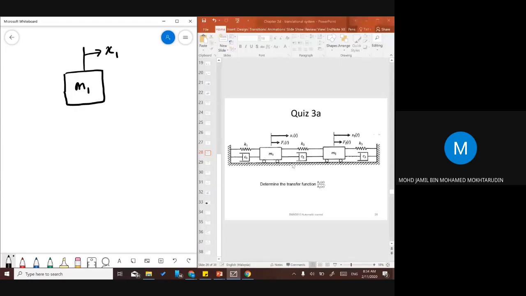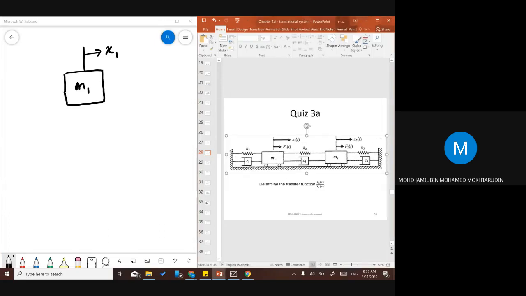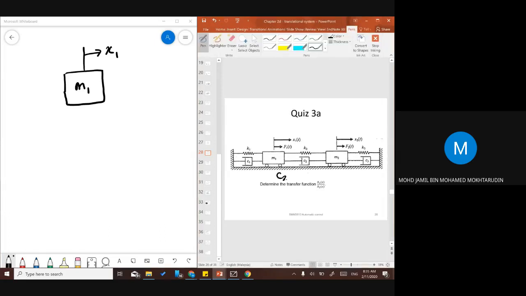Sometimes the question might give you friction, but here, assume there is no friction. Sometimes the question might give you friction on the wheel. For friction, the calculation will be the same as the damper. So let's say you have a friction here, maybe C3. The formula will be the same as the damper, so C3 x1 dot. But here there is no friction, so we ignore the friction.